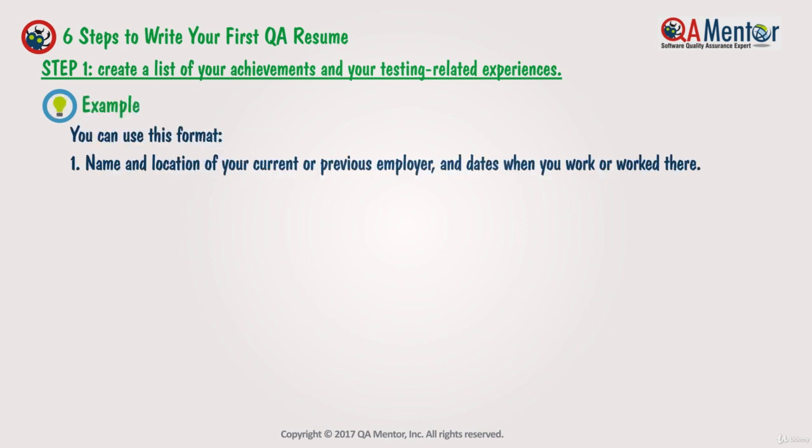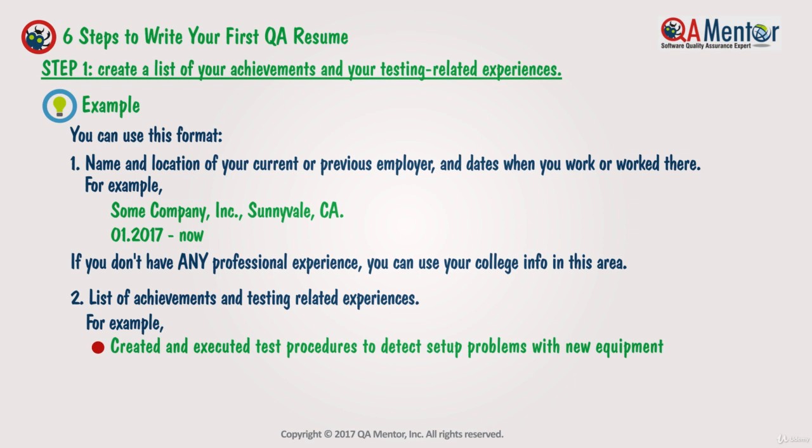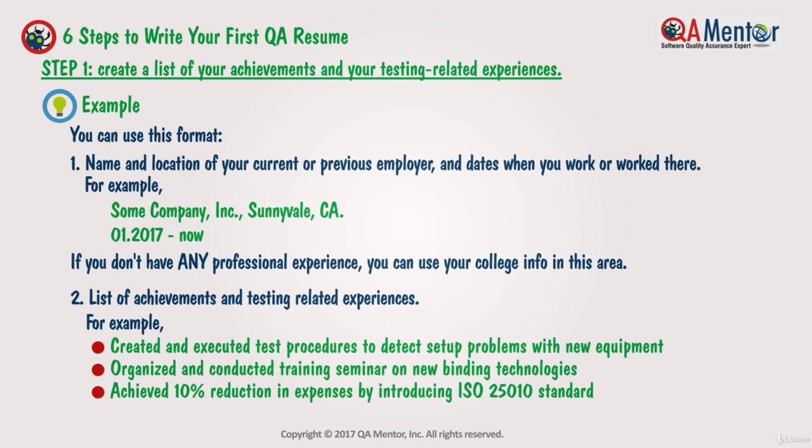1. Name and location of your current or previous employer, and dates when you work or worked there. For example, Some Company Inc., Sunnyvale, California, January 2017 till now. If you don't have any professional experience, you can use your college info in this area. 2. List of achievements and testing-related experiences. For example, created and executed test procedures to detect setup problems with new equipment. Organized and conducted training seminar on new binding technologies. Achieved 10% reduction in expenses by introducing ISO 25010 standard, and so on.